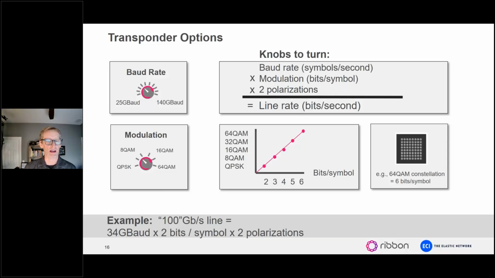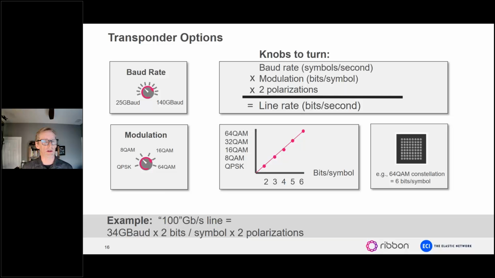So if you multiply that out, and you've got a couple of what are called polarizations of light that you can send down the fiber at the same time, you take your baud rate times your modulation times two polarizations, and you come up with the line rate in bits per second. So for example, for a 100 gigabits per second line, you run that at 34 gigabaud times 2 bits per symbol for the modulation format times two polarizations. That gets you actually over 100, but that's what allows you to get to 100 gigabit on the line rate side. So baud rate's fairly easy to understand: how many symbols per second.